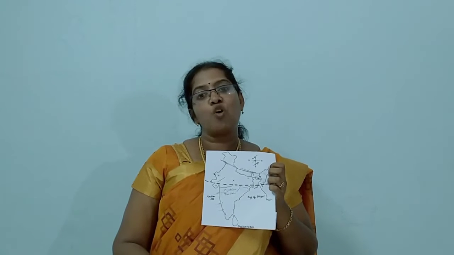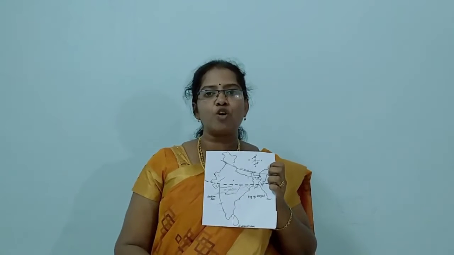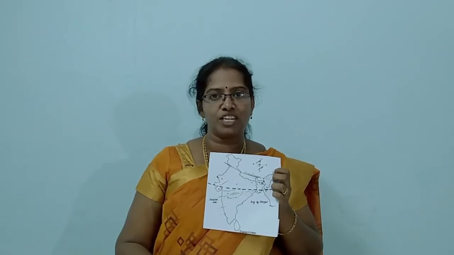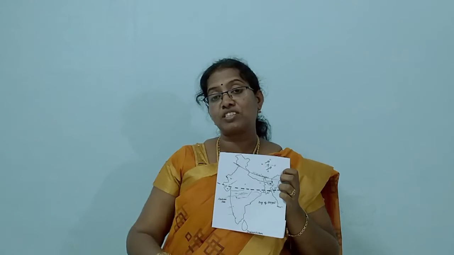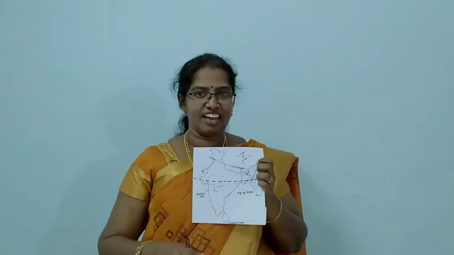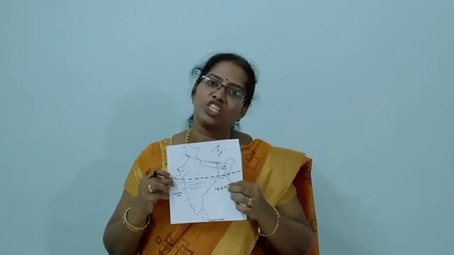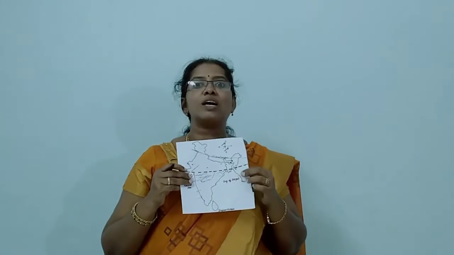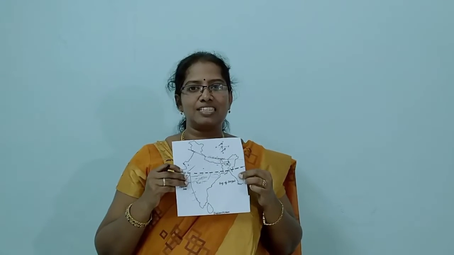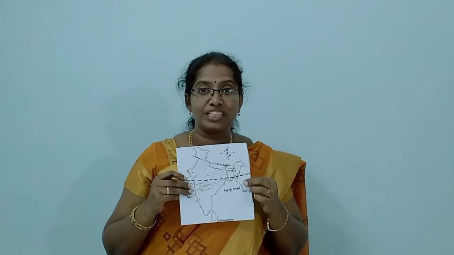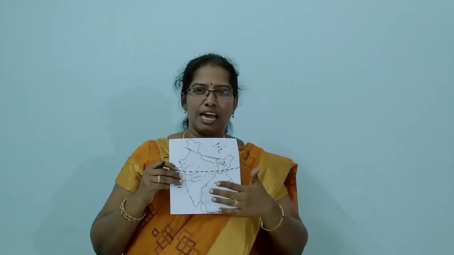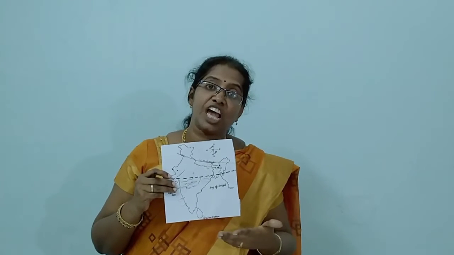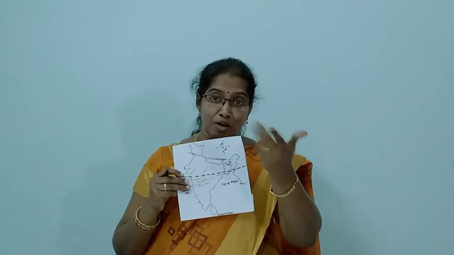Overall 75% of the rainfall we are receiving is through the southwest monsoon. They are telling that overall 75% of rainfall comes through the southwest monsoon. But unfortunately we couldn't get the rainfall, because our area, Tamil Nadu, lies in the rain shadow region during the southwest monsoon. It lies on the leeward side, otherwise a rain shadow region.